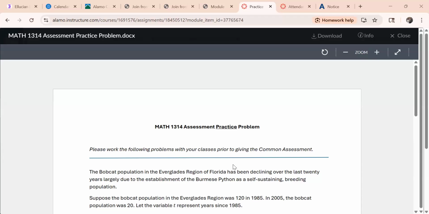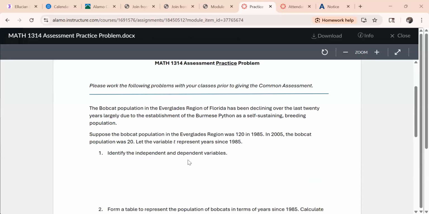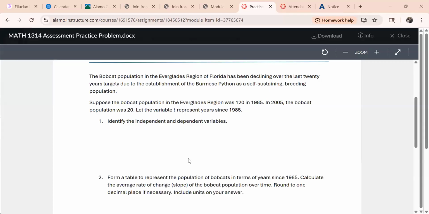This is your practice problem. As you'll see, there is another assignment that I set up that is just the common assessment. That is the one that you're graded on. So this one is just for practice. So if you see bobcats, that's the practice problem.